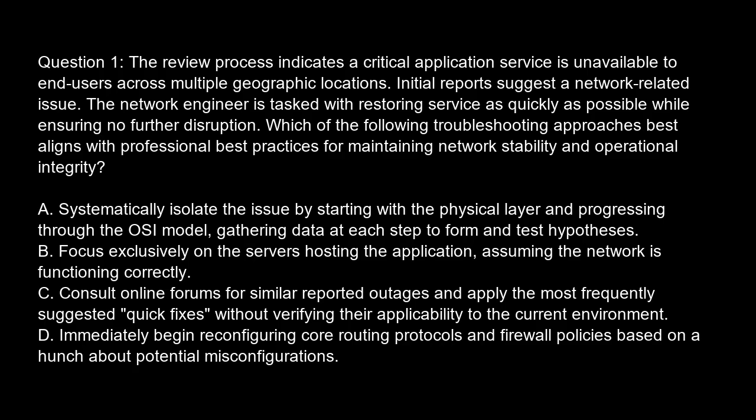Option A. Systematically isolate the issue by starting with the physical layer and progressing through the OSI model, gathering data at each step to form and test hypotheses. Option B. Focus exclusively on the servers hosting the application, assuming the network is functioning correctly. Option C. Consult online forums for similar reported outages and apply the most frequently suggested quick fixes without verifying their applicability to the current environment. Option D. Immediately begin reconfiguring core routing protocols and firewall policies based on a hunch about potential misconfigurations.